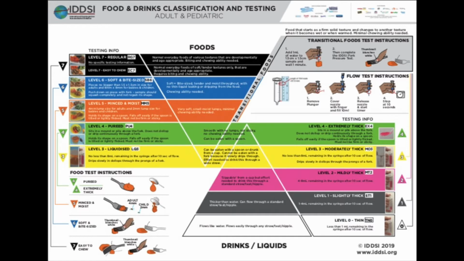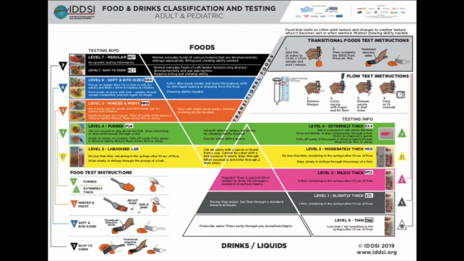So now if we go up to the instructions for the food testing, for the transitional food testing, you will need a syringe. You'll need to add 1 milliliter of water to a 1.5 centimeters by 1.5 centimeters sample of the food, and then you wait 1 minute. Then you'll complete the IDDSI fork pressure test, and this is where you get the fork and you put pressure on the food until your thumbnail blanches white.